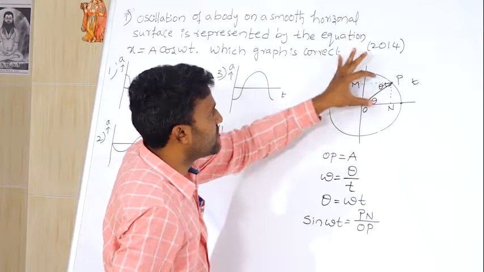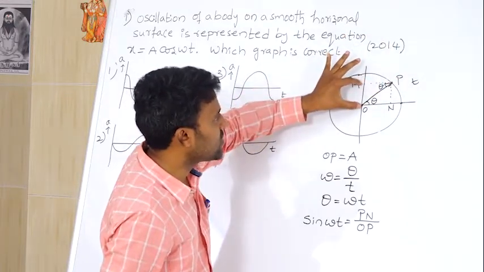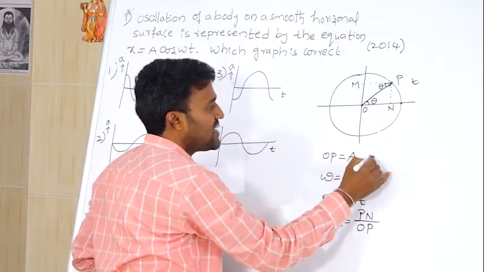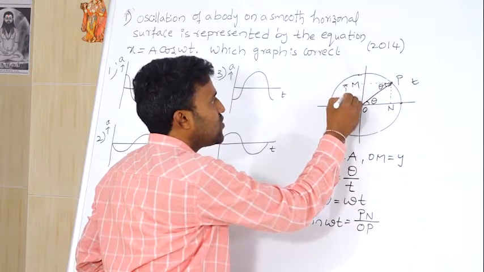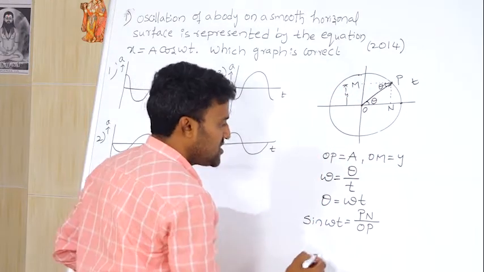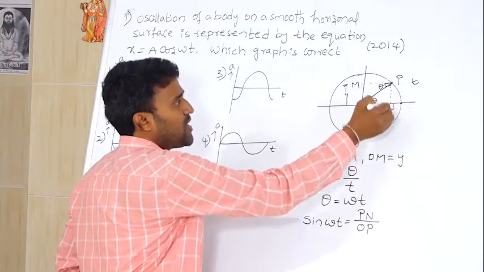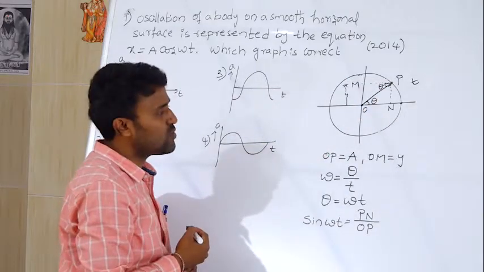Now this OM, while the particle is moving on the circular path, covers some displacement on the y-axis, diametrically. So I am writing this OM as y. OM is nothing but y. So PN is equal to OM, because OM and PN are both parallel to each other.